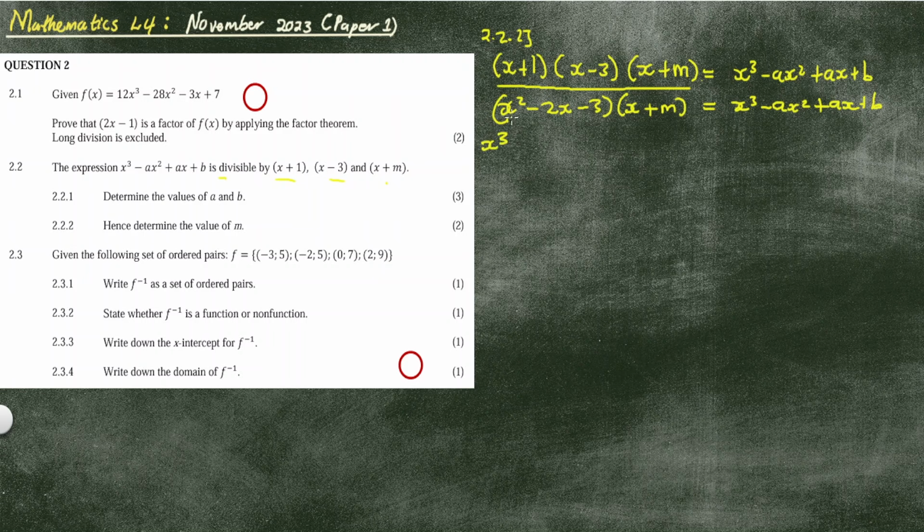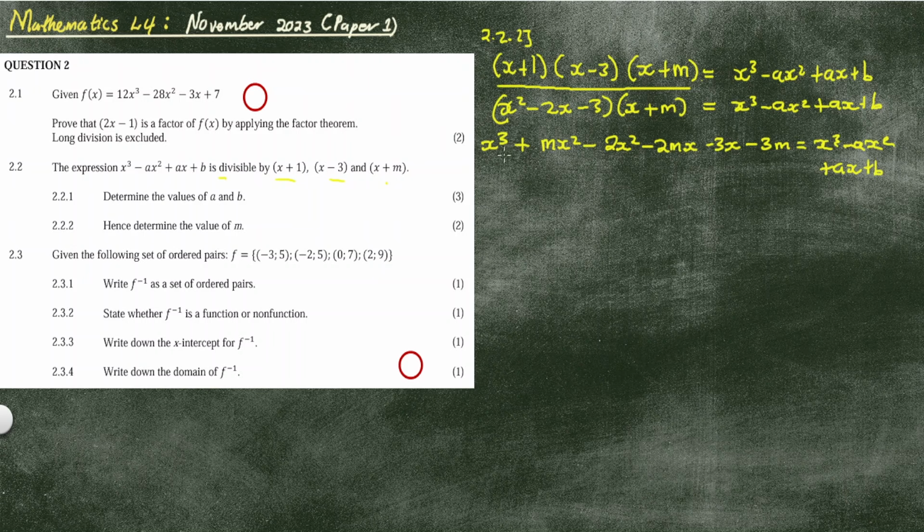We're going to have an x cubed and plus mx squared and minus 2x squared and a minus 2mx, and then let's multiply with the last one. The minus 3 gives us a minus 3x and the minus 3m, equal to x cubed minus ax squared plus ax plus b.